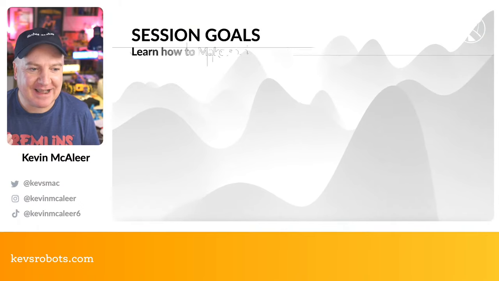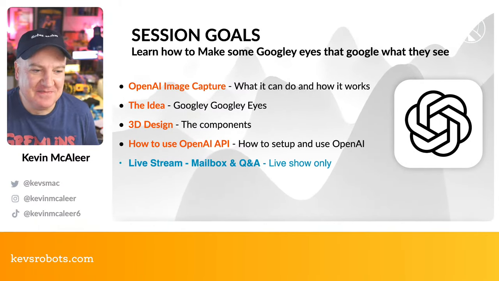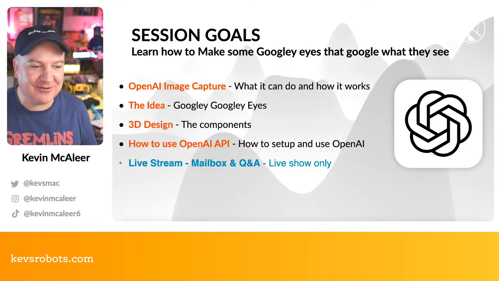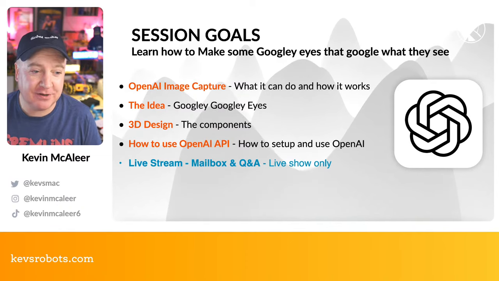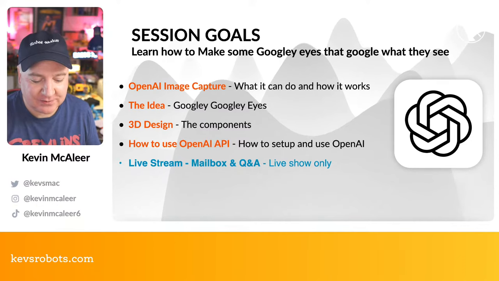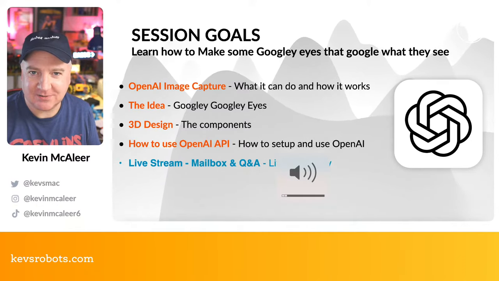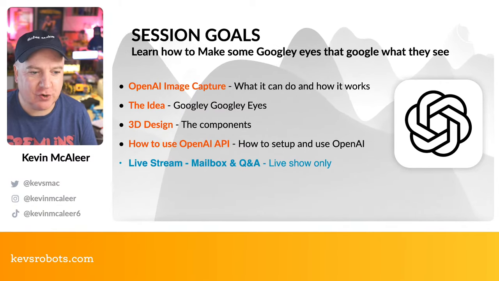So yes, this is all about how to make some googly eyes that can Google what they see. Is that kind of self-explanatory? I hope so. So we're going to be using OpenAI's image capture and captioning service today. I'm going to do this with the help of some googly eyes as well, with a little camera module in there, something I've designed and printed out for this show.